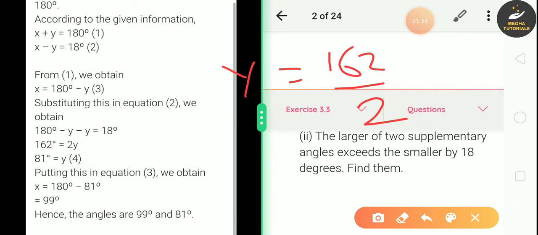So we got y is equal to 81. Put this value in equation 3. So x is equal to 180 degrees minus 81 degrees, which comes to 99 degrees. So the two angles are 99 degrees and 81 degrees.